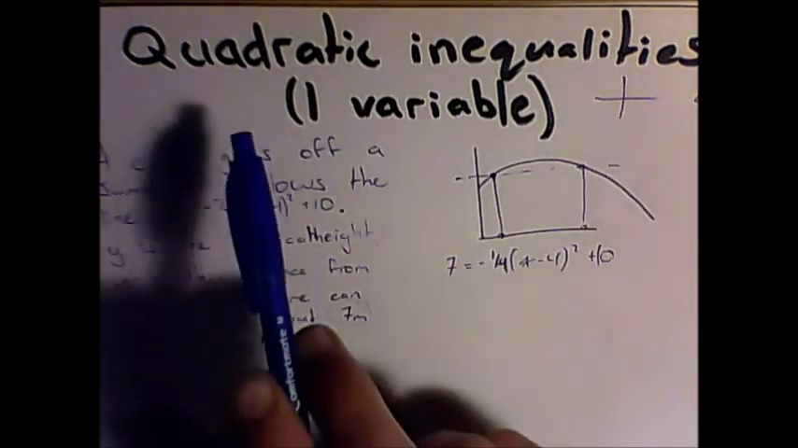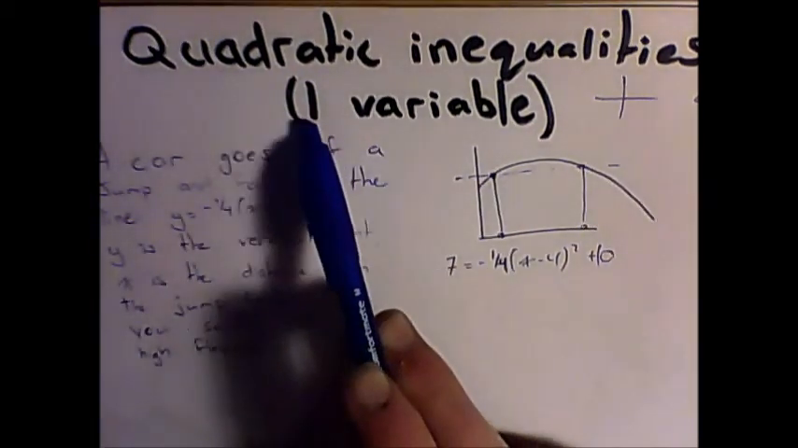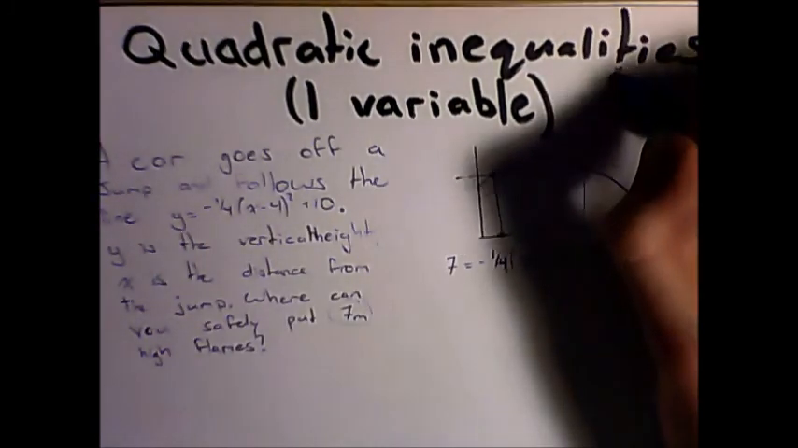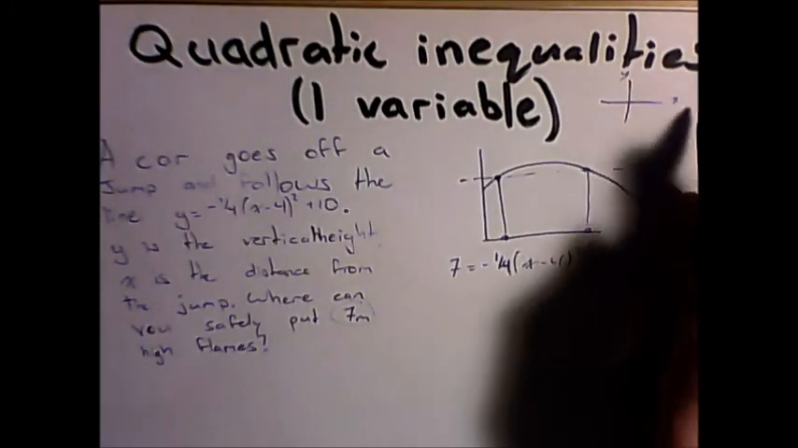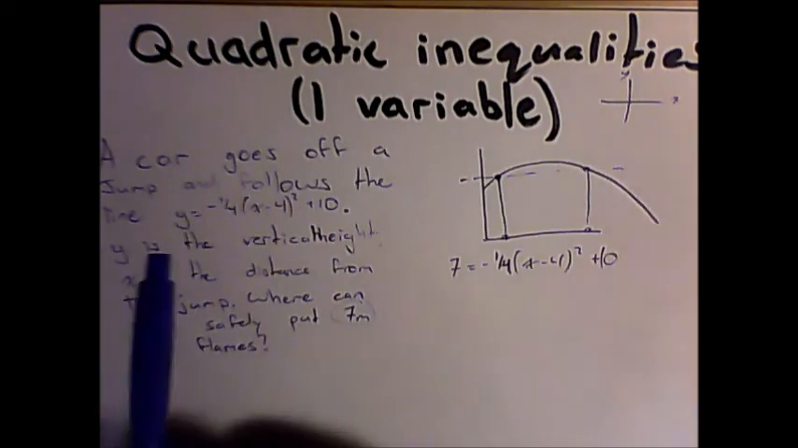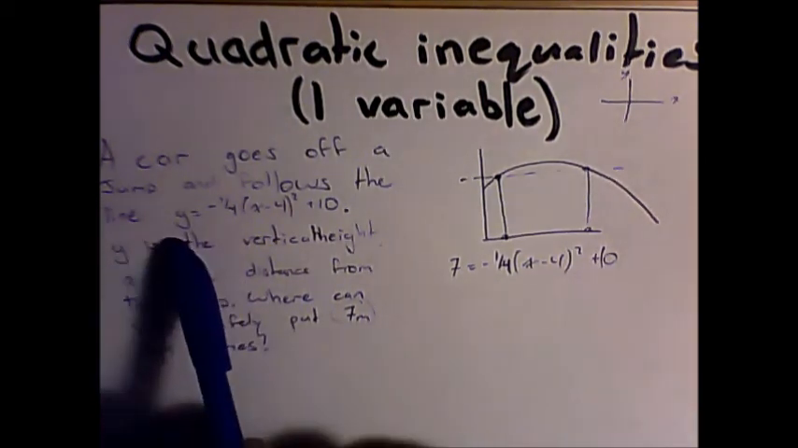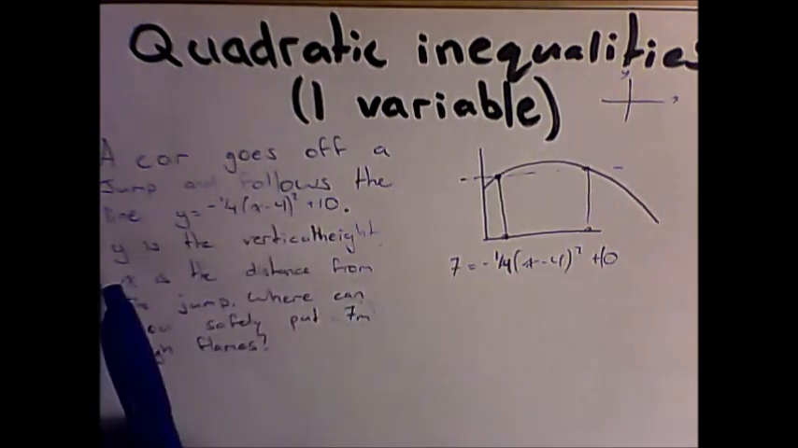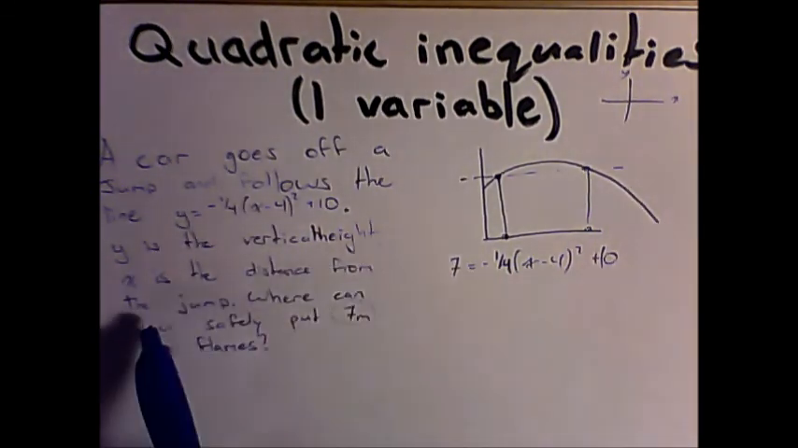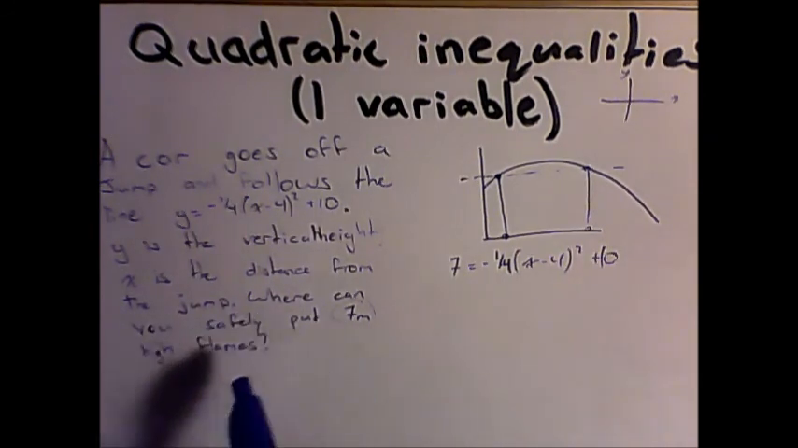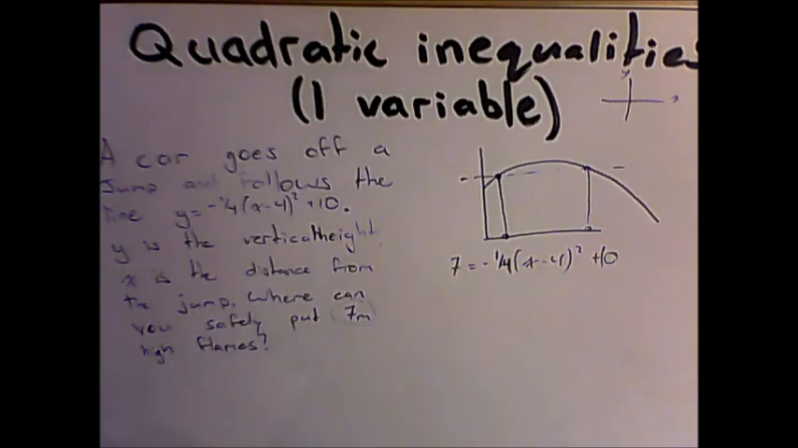So now we're going to look at dealing with quadratic inequalities, but only one variable to start. So instead of having to deal with a y and an x-axis, we really only have to worry about the x-axis. So let's say we're given the exciting problem where a car goes off a jump and follows the line y equals negative 1 over 4 times (x minus 4) squared plus 10, where y is the vertical height and x is the distance of the car from the jump. Where can you safely put 7-meter high flames?